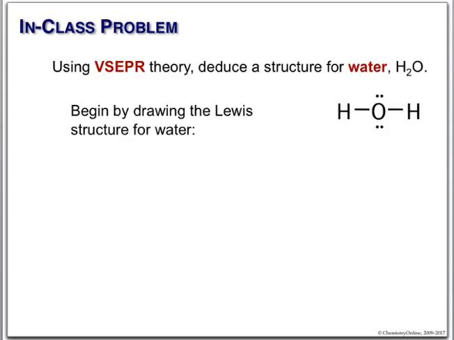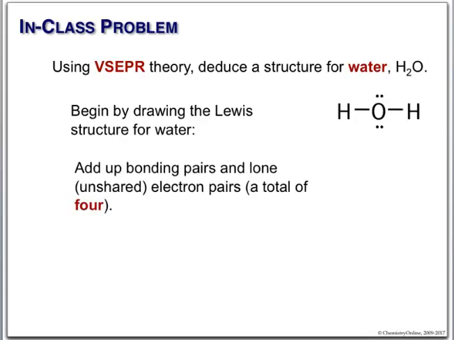Now remember, it doesn't matter how you draw the thing. You can draw it at right angles, doesn't matter, as long as you have 2 hydrogens and 2 unshared pairs. So, what's our steric number? Well, we have 1, 2, 3, 4 things around it. Our steric number is 4. So what's our basic geometry? When you have 4 things, what is it?